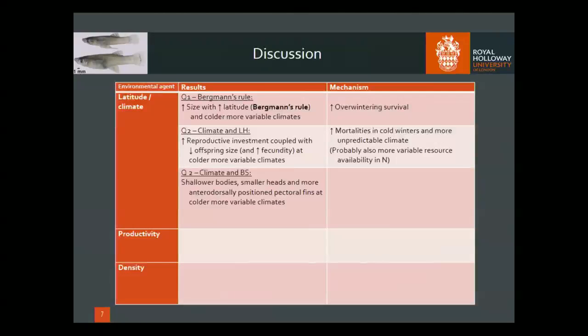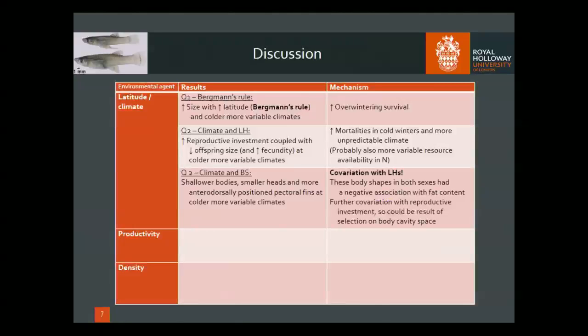I'm not going into detail here because the very interesting result that we found was that almost all of the body shape variation with respect to climate seemed to have been due to covariation with life history. So once we included some important life history traits as covariates into the model, the body shape effects completely disappeared. And we can talk about that later during the Q&A or even after the talk if you want to.